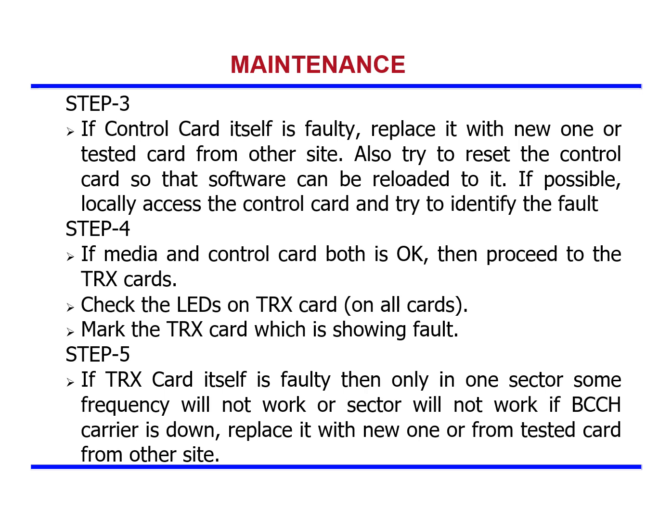Step 4. If media and control card both are okay, then proceed to the TRX card. Check the LEDs on the TRX card. Mark the TRX card which is showing fault. Step 5. If the TRX card itself is faulty, then only in one sector some frequency will not work, or the sector will not work if the BCCH carrier is down. Replace it with a new one or a tested card from another site. Here BCCH stands for Broadcast Control Channel.